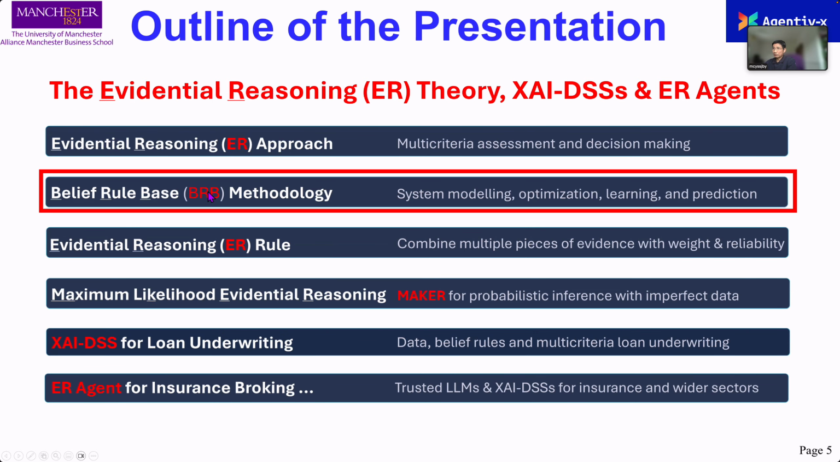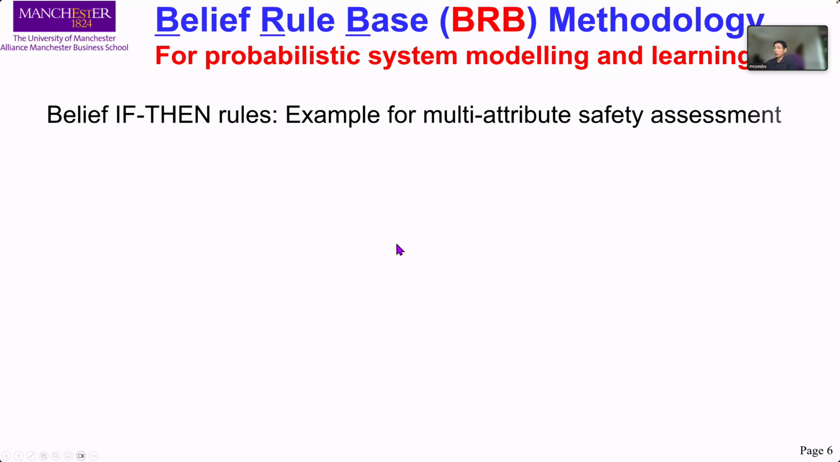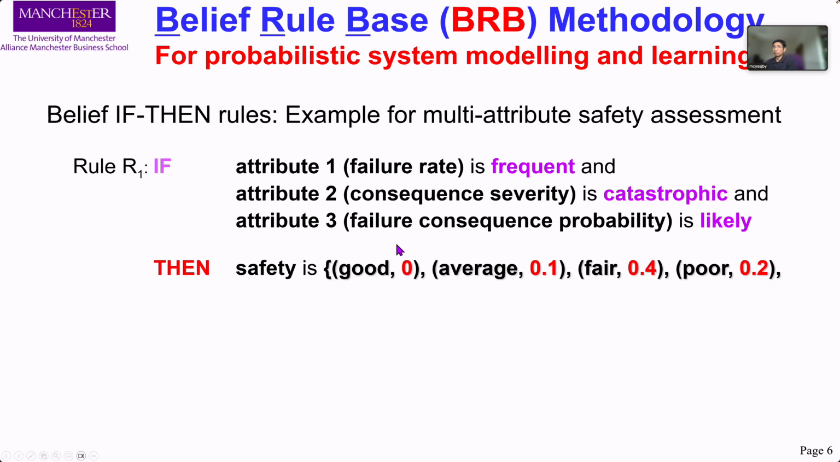The second one we call belief rule-based methodology for supporting system modeling, optimization, learning, and also prediction. This work started when we tried to apply traditional AI techniques like rule-based systems to support the analysis of risk and safety in large mixed-order engineering products like oil platforms or large ships like warships. So how to use multiple attributes to support the safety assessment of large systems. For this example, if multiple attributes can take different values, the assessment can be uncertain. So it may not just be average, fair, or good. Some opinion says it's fair to a large degree, 40%. Some say poor, 20%, and the other would be 10%. But the consensus is not good anyway.